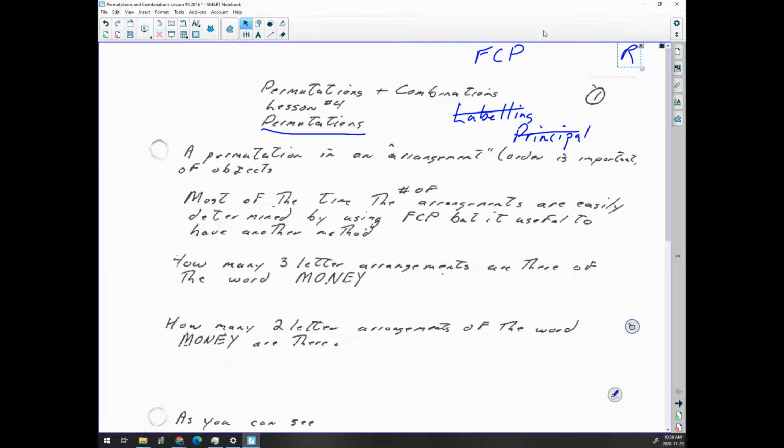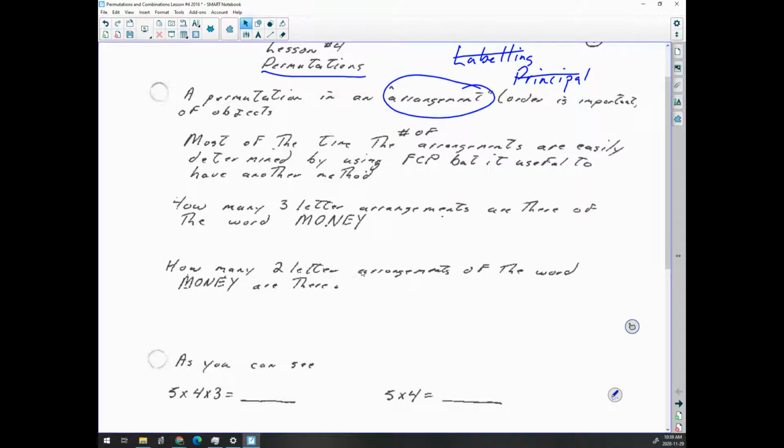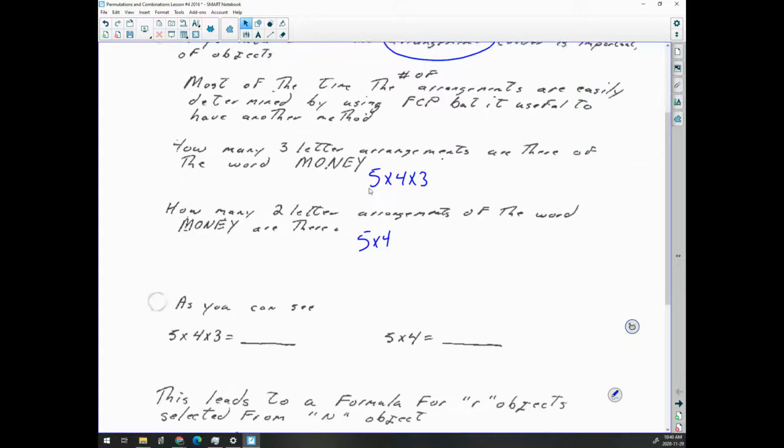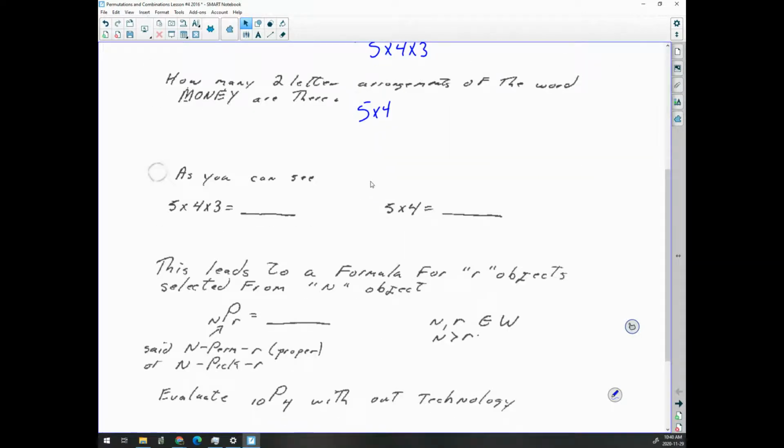Now, permutation is a big 50-cent word for arrangement, and that's why I use the fundamental counting principle so much: we are arranging things, so I tend to go there. How many three-letter arrangements of the word money are there? Well, that's easy: 5 times 4 times 3. How many two letters? 5 by 4. Now, that's our fundamental counting principle. It's nice and easy.